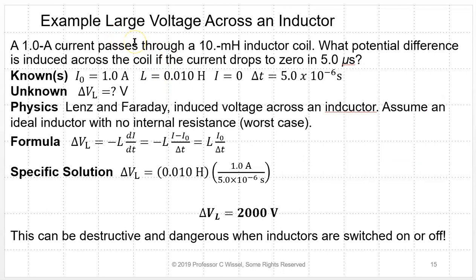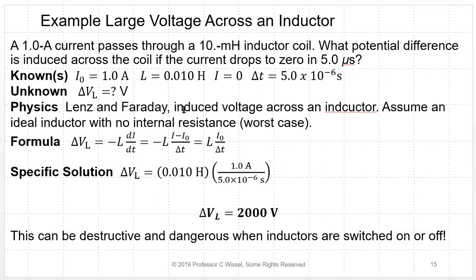Okay, example, large voltage across an inductor. A 1 amp current passes through a 10 millihenry inductor coil. What potential difference is induced across the coil if the current drops to 0 in 5 microseconds? You write down the knowns. I naught equals 1 amp, L equals 0.010 Henry, I equals 0, and delta T is 5 times 10 to the minus 6 seconds. We need to know delta VL.